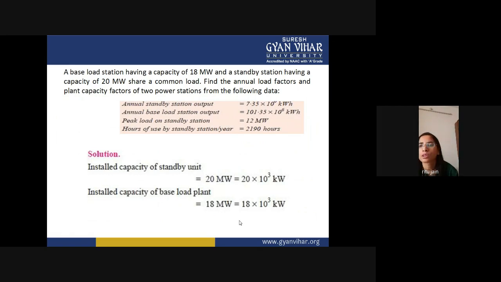First you have to calculate the installed capacity of the standby unit. The installed capacity of the standby unit is 20 megawatt. You can convert this megawatt into kilowatt, so it becomes 20 into 10 to the power 3 kilowatt. Now the installed capacity of the base plant, which is given, is 18 megawatt, so it is 18 into 10 to the power 3 kilowatt.